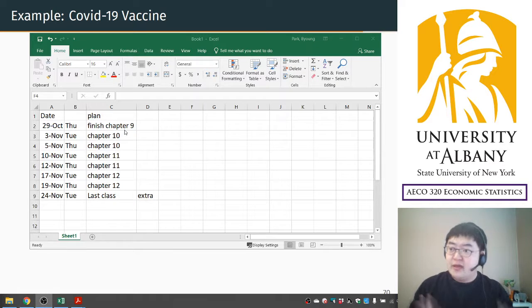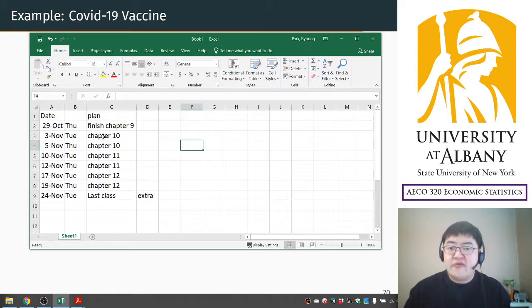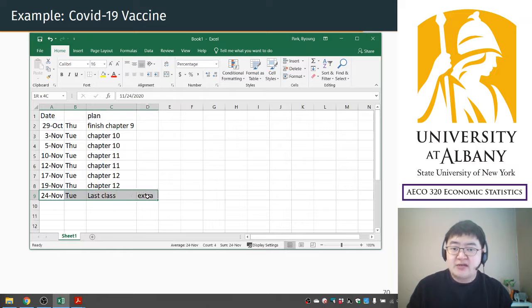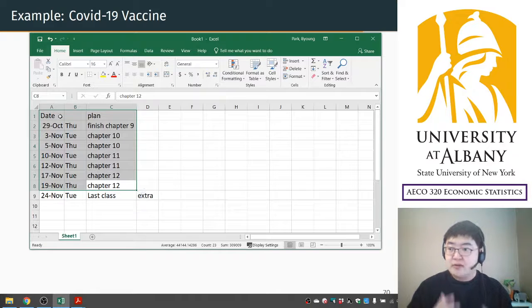So this was the original plan. I planned to finish one chapter in a week, in 2 classes. Then we have one extra class, so the last class is extra. My plan is these classes. I'm going to stick to this schedule, one chapter a week. It's a nice schedule, and being continuous is also important for your understanding.